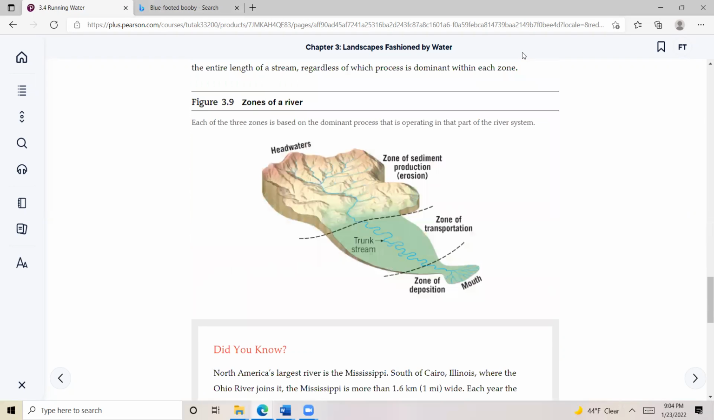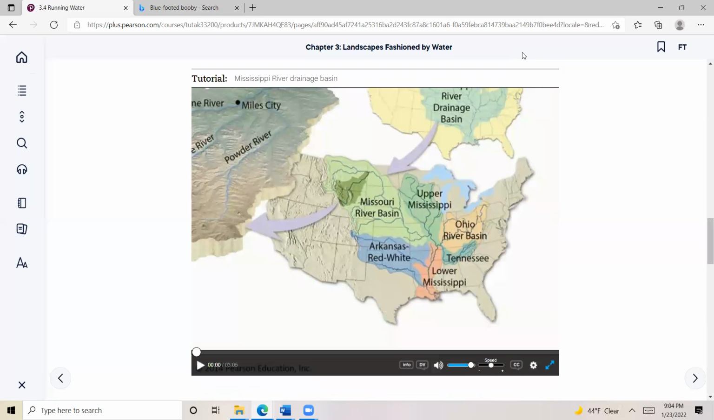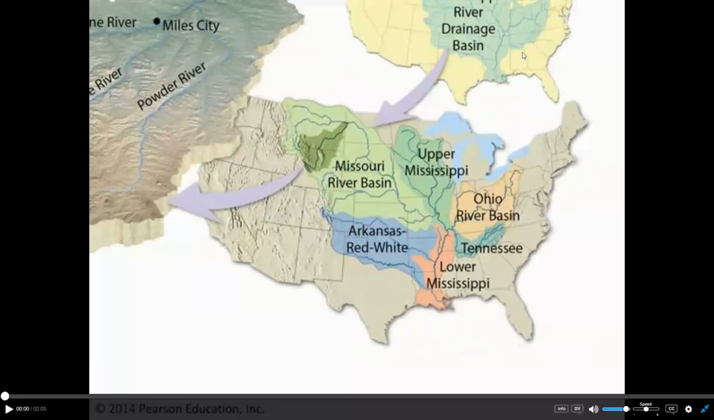And also the homework is about the zones of a river. We have three zones: headwater, zone of sediment production. We also have a zone of transportation, and also we have a zone of deposition. And that's the homework question. If you listen to this video, you'll find the answer right away. And let's watch the movie here.